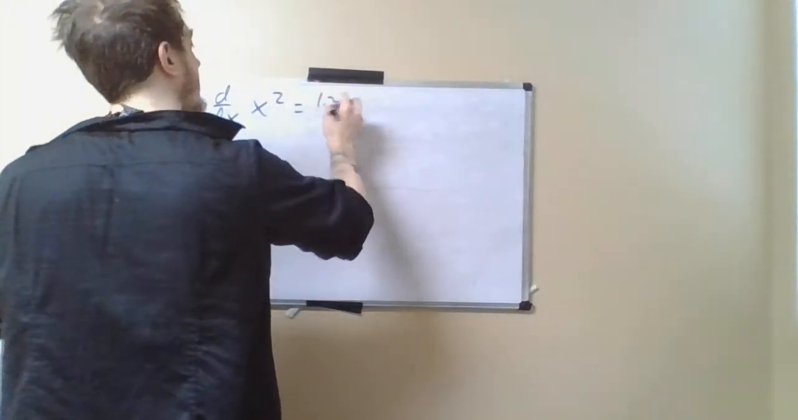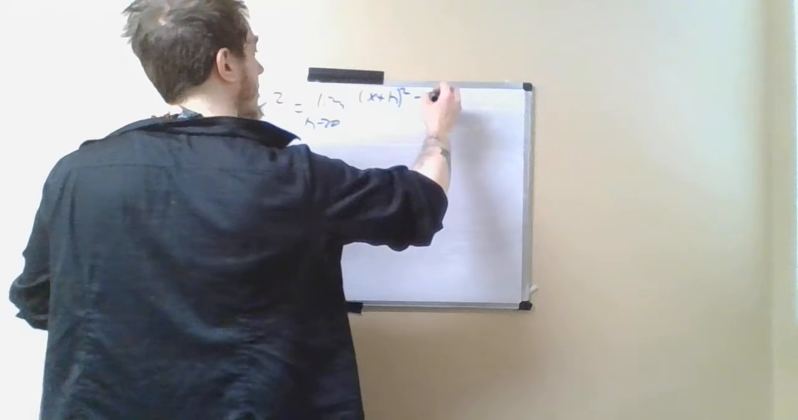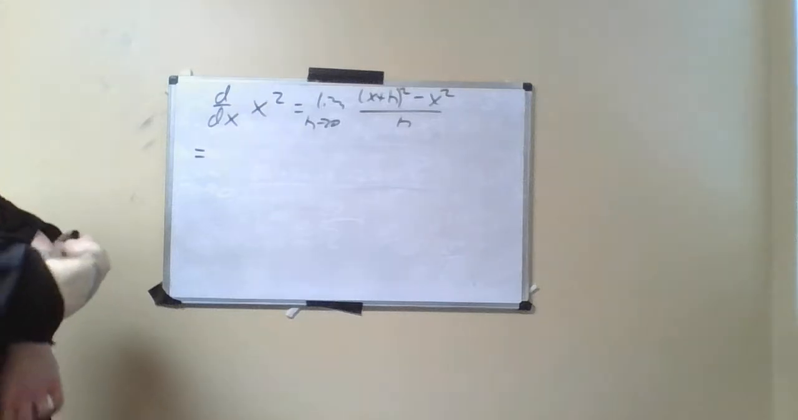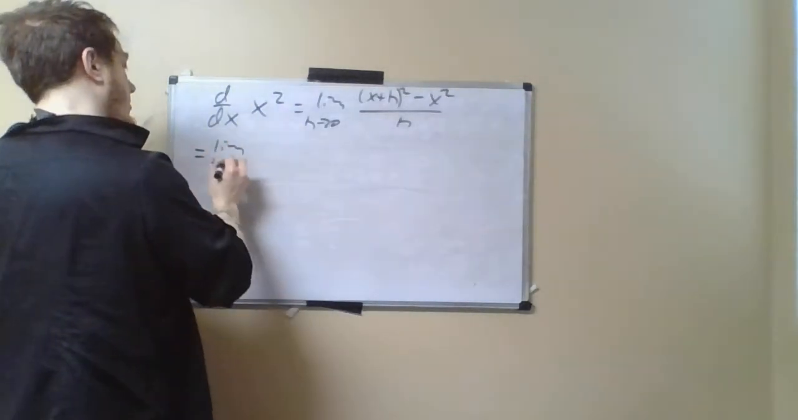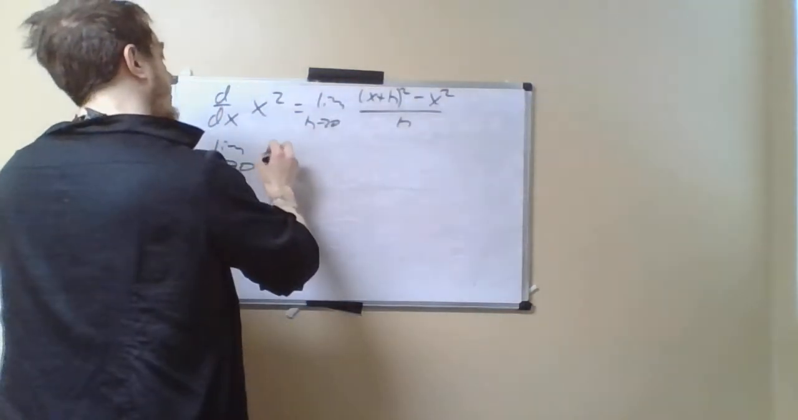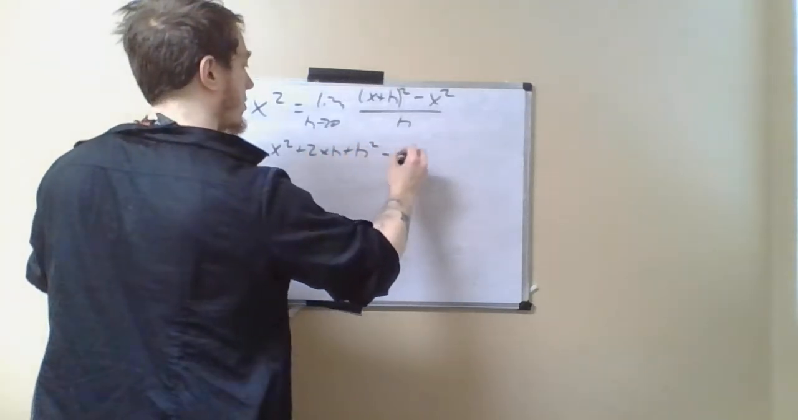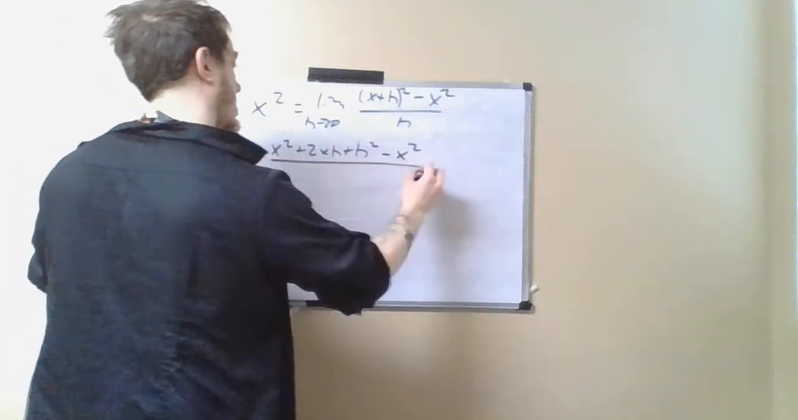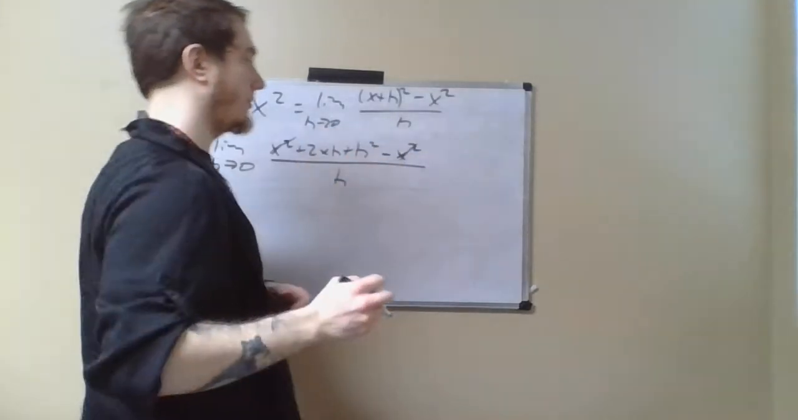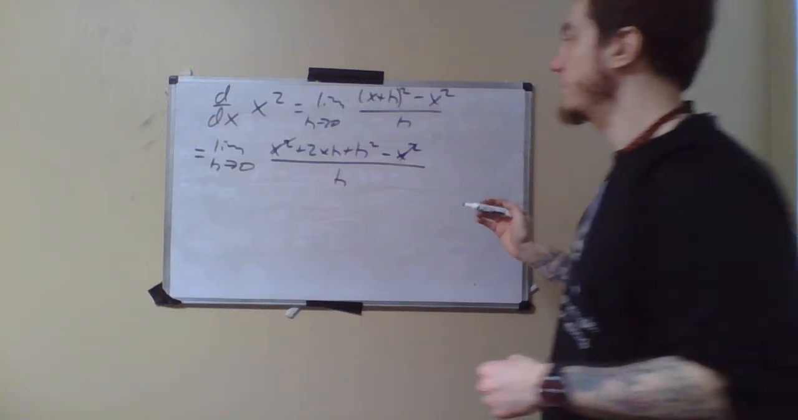Well, this is going to be the limit as h approaches 0 of (x plus h) squared minus x squared divided by h. And now this is going to come out to be, again remembering to keep our limit written here, if I expand this, this is going to become x squared plus 2xh plus h squared minus x squared, all divided by h. Now, the x squareds are going to cancel. There's only one cancellation, so I don't bother giving any kind of numbering or anything like that.